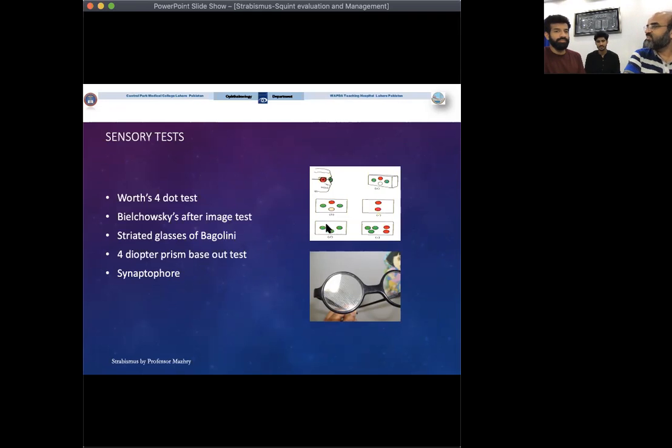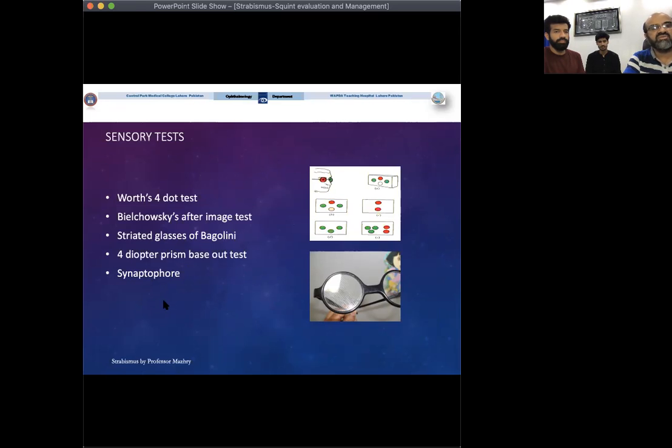So this is known as normal retinal correspondence. And if the patient is perceiving only two red dots, that shows the right eye is active and the left has got suppression. And if the patient sees only three green dots, no red, that shows the left is active and the right has got suppression. And if there are five dots instead of four, that is diplopia. So this was the Worth four dot test.